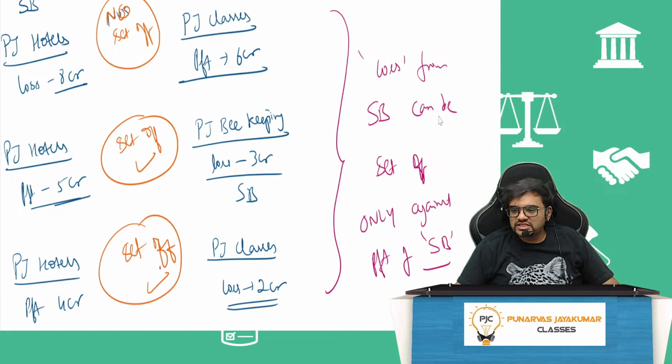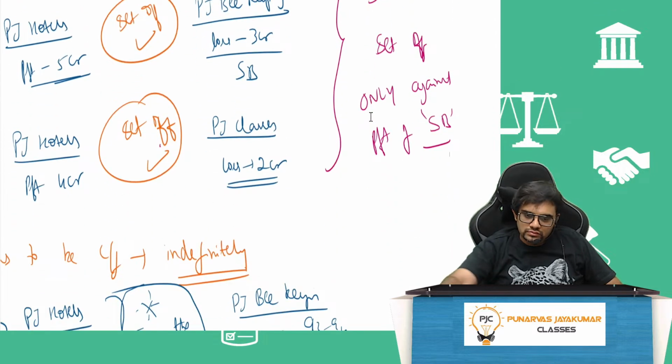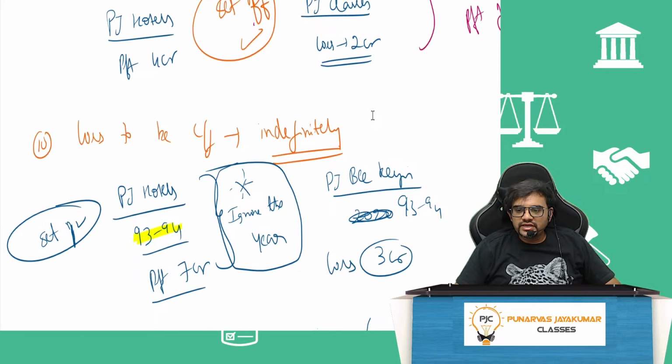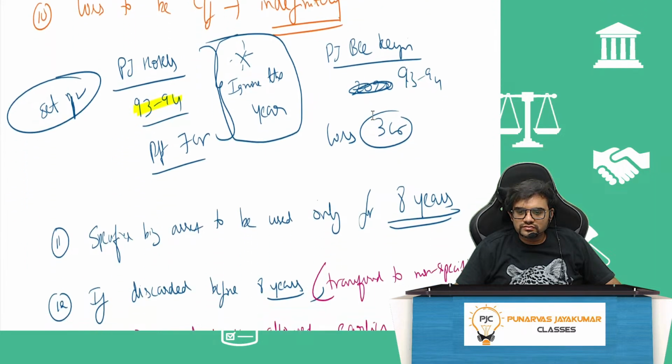Loss from specified business can be set off only against profit of specified business is the dialogue that they have given. Nowhere they have told profit of specified business cannot be set off against loss of non-specified business. Nowhere they have told. Loss to be carried indefinitely.